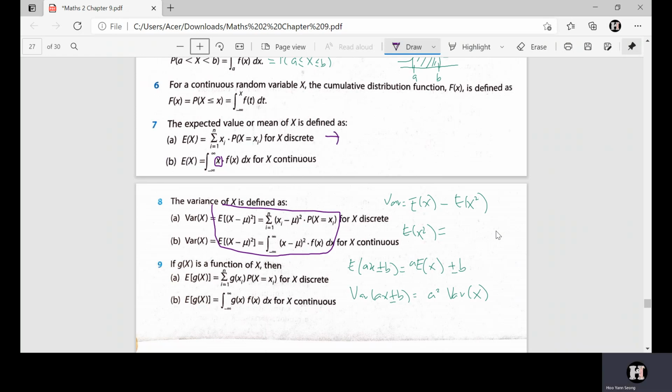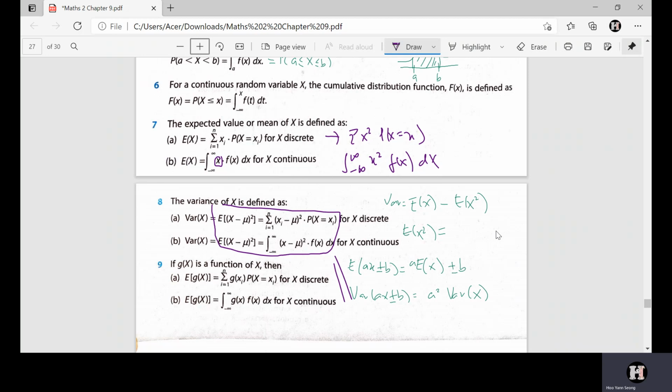And what is E(X squared)? For the discrete case, you use the summation of x squared p(x), and for the continuous case it's the same thing, from negative infinity to infinity of x squared f(x) dx. So this one will be for the E(X), and then after that, you just substitute the values inside. These two are basically for this one. Please don't remember this wrongly.